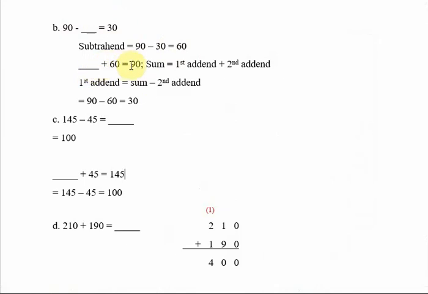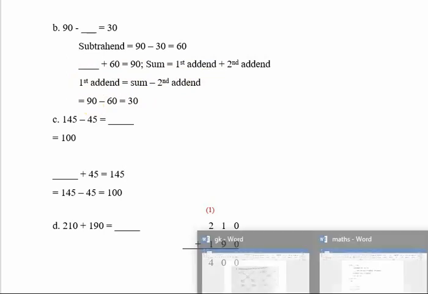Next, dash plus 60 is equal to 90. That is, sum is equal to first addend plus second addend. These two are addends and this is the sum. So if the first addend is missing, we have to do 90 minus 60. That is, 90 is the sum and the second addend given here is 60. So 90 minus 60 is equal to 30. Okay.